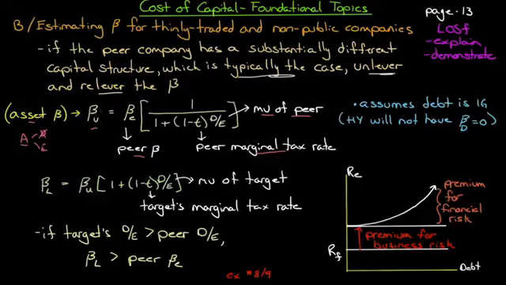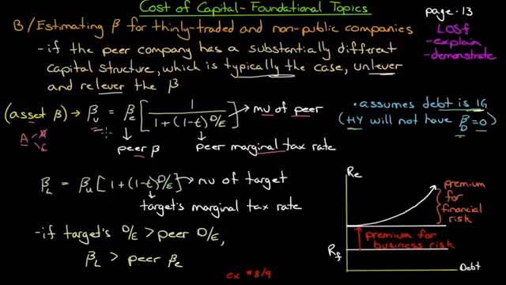There is an issue here. This assumes that the peer company's debt is investment grade. Because we need the beta of the debt, that is the sensitivity of the debt to the market, to be 0. Typically, investment grade debt is very interest rate sensitive, but not very market sensitive. If the peer company's debt is high yield, it will not have a beta of debt equal to 0. This is not a very appropriate approach to use in that case. So we're assuming that the debt is investment grade.